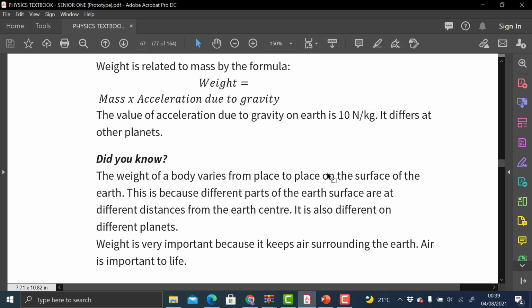And the weight of the body is very important, especially in keeping the air around the Earth. You know that air is very important: the oxygen, nitrogen, carbon dioxide, and so on. All those gases are very important to us. So the weight of the body is important in keeping those gases nearer to the ground.